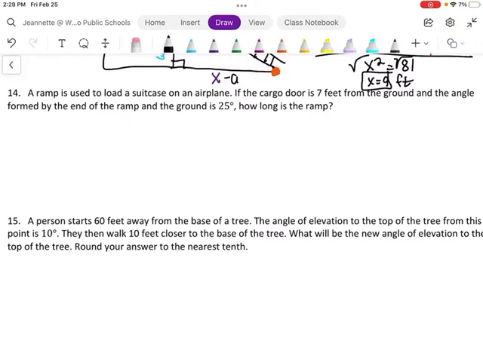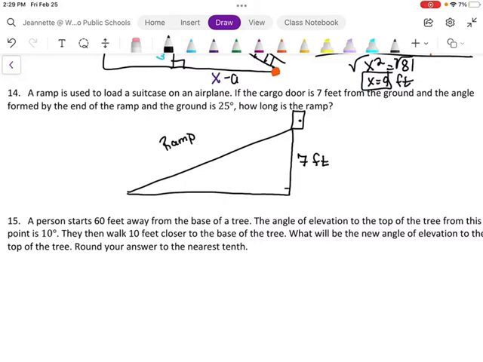Next, a ramp is used to load a suitcase on an airplane. If the cargo door is 7 feet from the ground, so let's start by drawing a picture. We know we have a ramp that leads up to a door that is 7 feet above the ground. Okay, so now we have that information drawn right away. It also tells us they have an angle formed by the end of the ramp and the ground that is 25 degrees. So that's going to be down here because this is where the ramp meets the ground. They want us to figure out how long is the ramp, and the ramp is here. So that's what we're looking for.